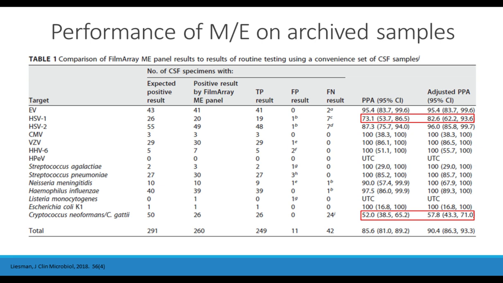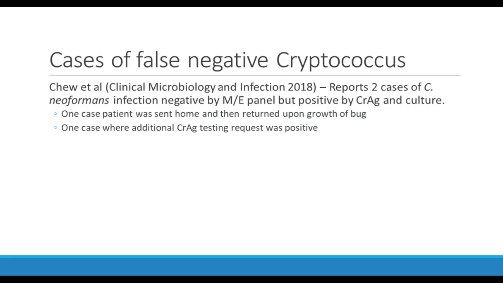What we know from archive samples is that, for the vast majority of targets, the FilmArray performs extremely well. There are some targets that we need to keep an eye on, things like HSV and Cryptococcus neoformans and Cryptococcus gattii, for which I'm going to go through a few cases that illustrate some of the concerns and limitations of panel testing with a broad use approach.